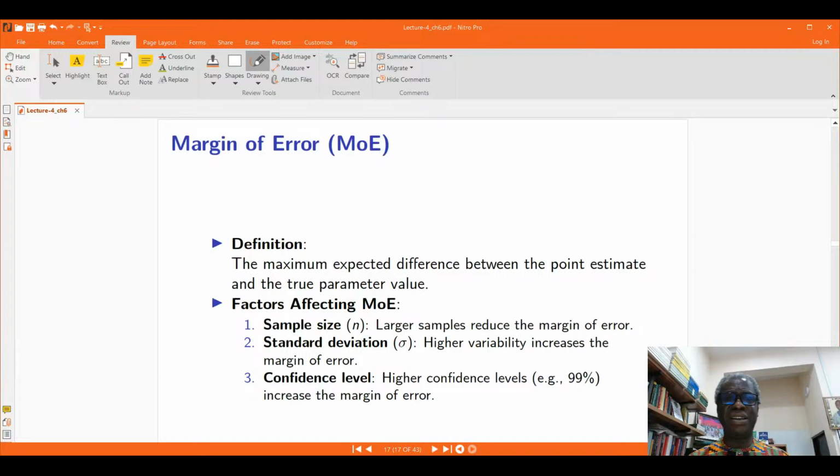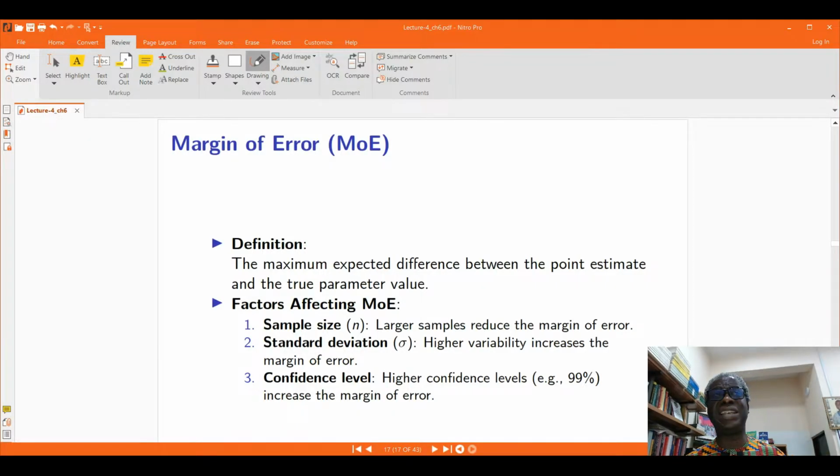So, what are the factors affecting this? In other words, before you can even compute the margin of error, you need the sample size, you need the standard deviation, that's the population standard deviation, and third, you need the confidence level. The confidence level will be determined by the researcher. You are not bringing it from heaven.